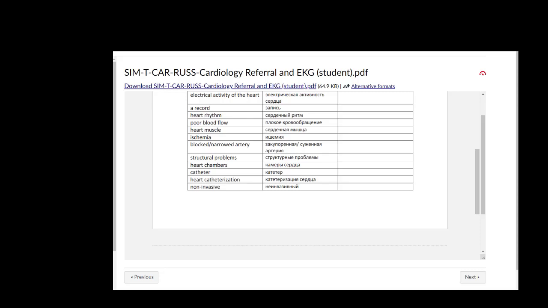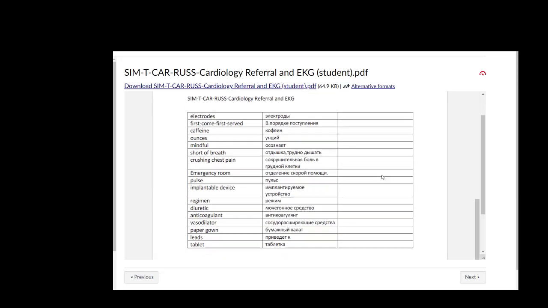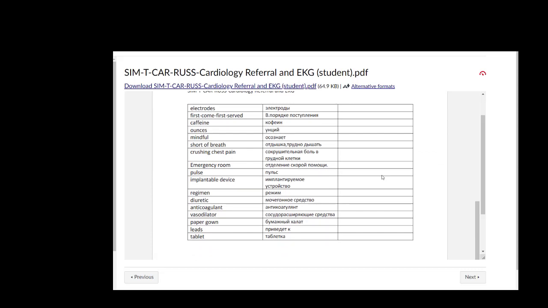Blocked artery, narrowed artery, structural problems or problems with the structure, heart chambers or the chambers of your heart, catheter, heart catheterization, non-invasive. Electrodes.